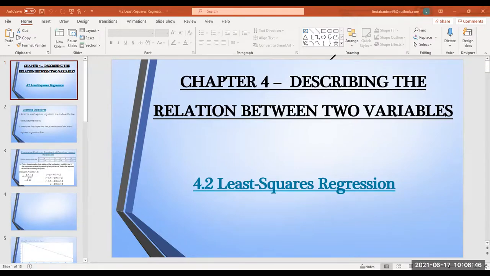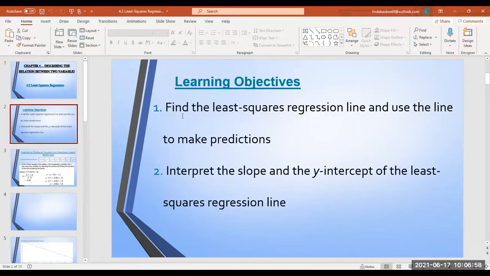If there is a linear relation, then we have to be able to know the equation of the line. So in this section, we are looking at the equation of a line. Based on the equation of a line, we look at the least squares regression. Our learning objectives will be to find the least squares regression line and use the line to make predictions. Then we will interpret what is meant by the slope and the y-intercept of the least squares regression line.